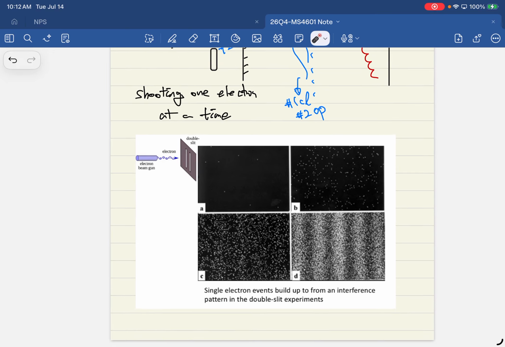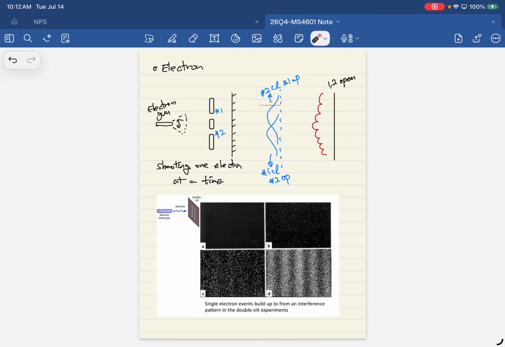Why is that? Because we are shooting 1 electron at a time, and individually we see that it arrives as 1 spot at the backstop or at the detector at a time, right? We see just 1 spot after we shoot an electron, but as we build up multiple experiments, we are seeing an interference effect.